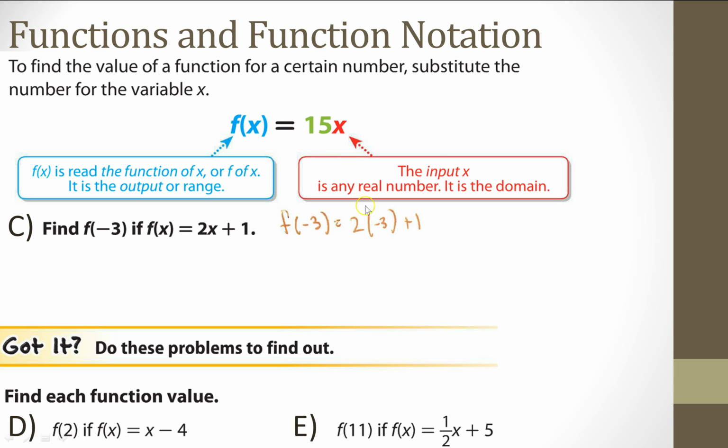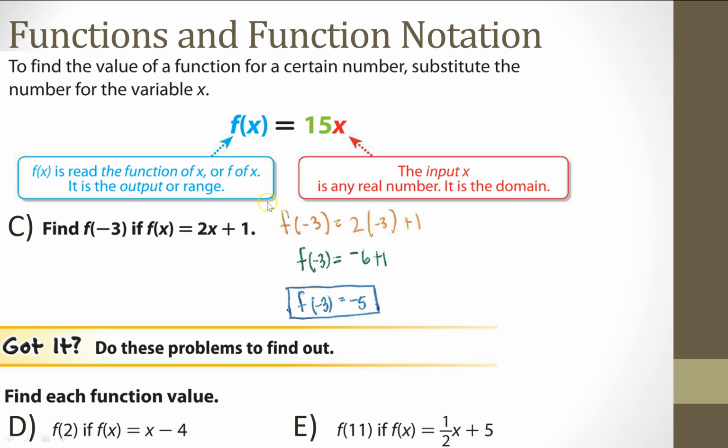So I'm going to start simplifying, and I have here 2 times negative 3, and of course that is negative 6. And negative 6 plus 1, sing the song. Same signs, add them up; different signs, subtract. I'm going to keep the sign of the larger number, so 6 minus 1 is 5. Keep the sign of the larger number, it is negative. f of negative 3 is negative 5. And that's how we read the answer.